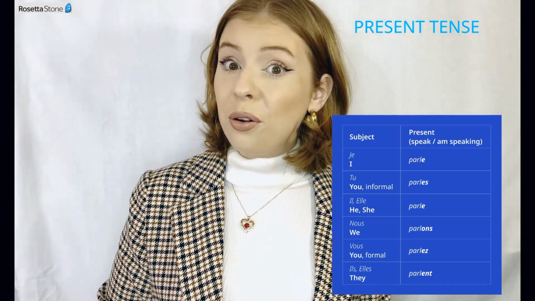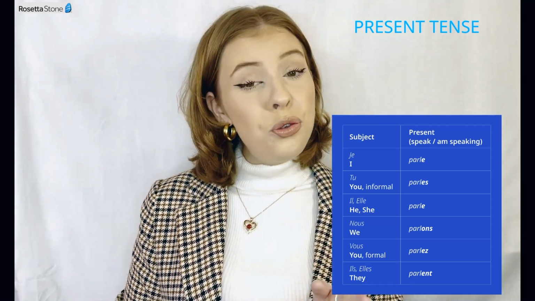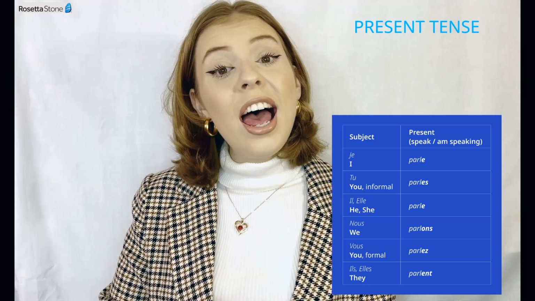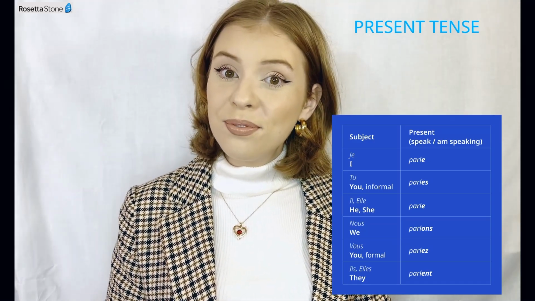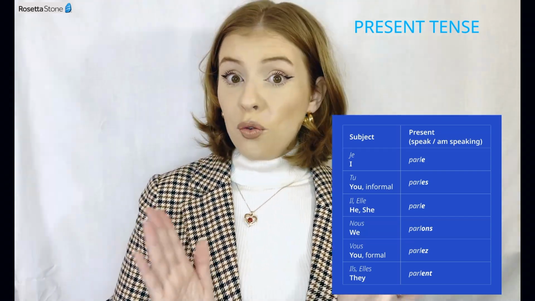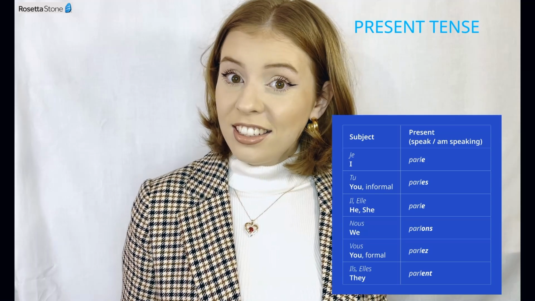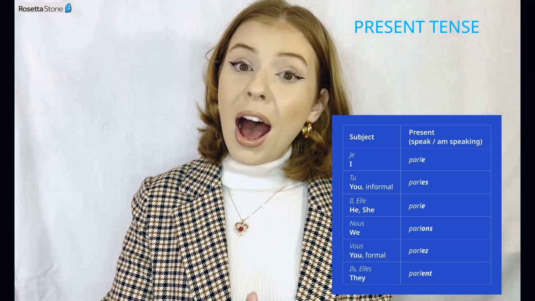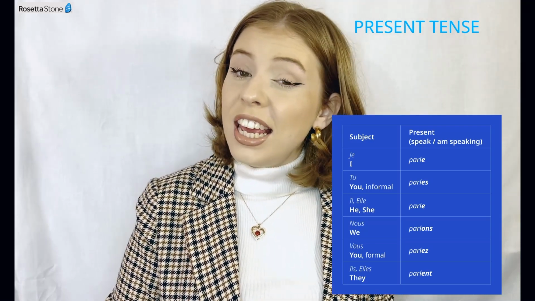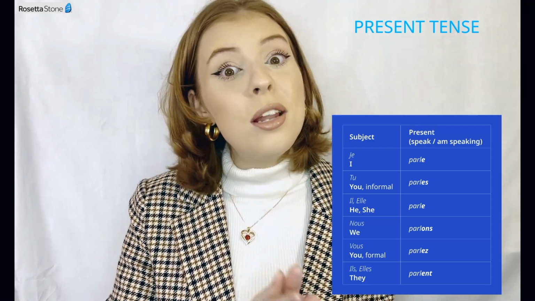Je parle. Tu parles. Il ou elle parle. Nous parlons. Vous parlez. Ils parlent. Attention, we don't pronounce the ENT at the end of ils parlent. This is the case for many ER verbs in the third person plural.